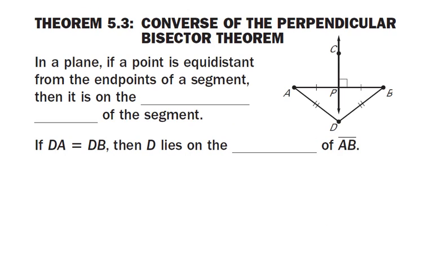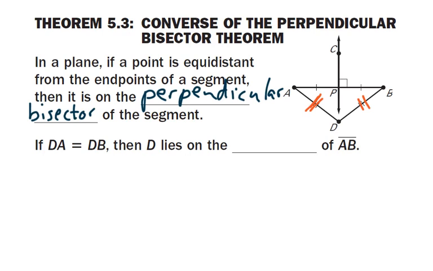All right, the converse of the perpendicular bisector theorem says that in a plane, if a point is equidistant from the endpoints of a segment, so D is the same distance from A and B, then it is on the perpendicular bisector of the segment. So if DA and DB are equal, then D lies on the perpendicular bisector of AB.